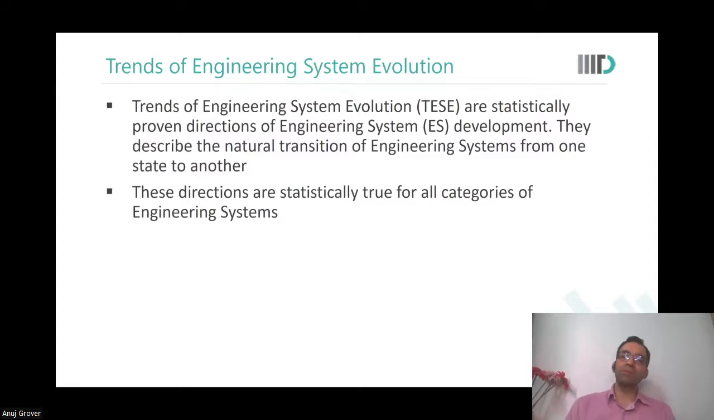So trends of engineering system evolution are statistically proven directions of engineering system development. They describe the natural transition of engineering systems from one state to another. And these directions are statistically true for all categories of engineering systems. So what is the difference between statistically true and true?